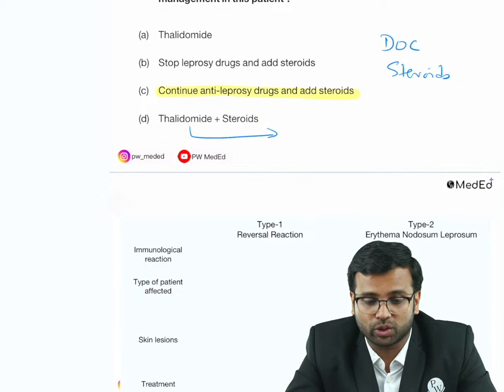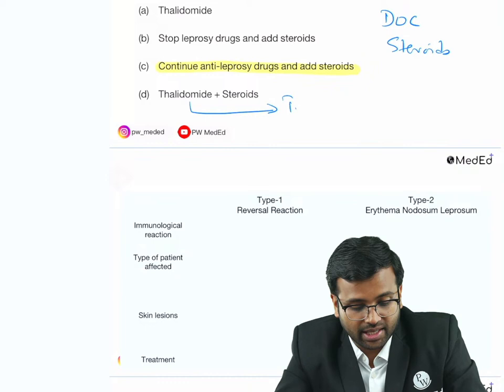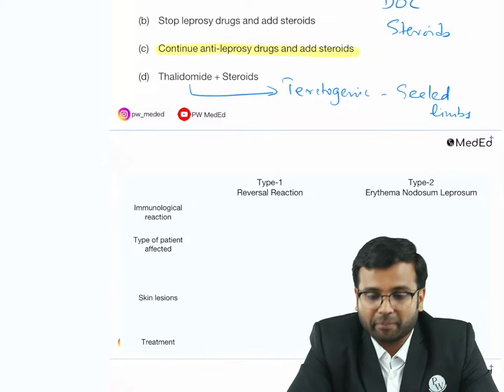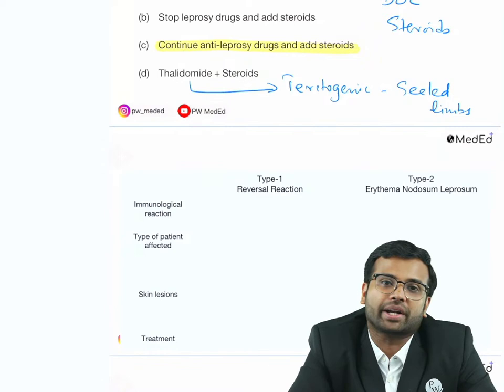It has a teratogenic effect and the baby may be born with sealed limbs, isn't it? So this is teratogenic and the baby may be born with sealed limbs.